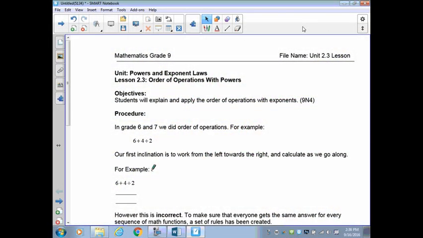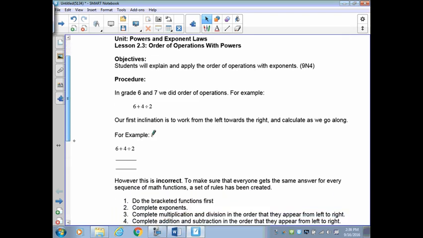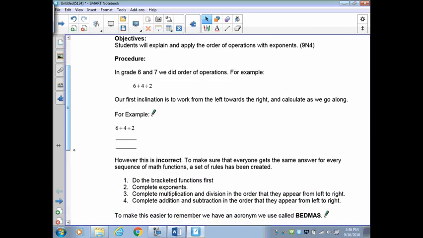Lesson 2.3. Now we're going to include order of operations with powers. So not only do we need to know about the powers, but we have to start working with the order of operations involving them. This is going to be the basics. You're only going to work with just a power itself. Later on, we're going to get into how to combine powers by multiplication, division, and all that kind of stuff.